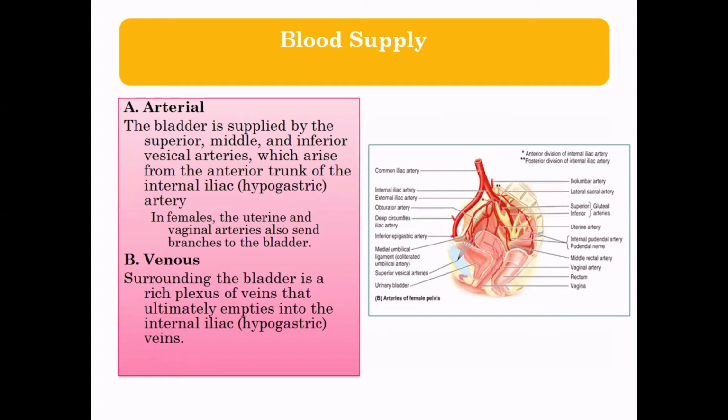Now the blood supply. The bladder is actually a very friendly organ if you treat it correctly, because it has ample blood supply from the superior, middle, and inferior vesical arteries. They are branches of the anterior trunk of the internal iliac artery. This is very important. Vesical means bladder. It is very simple: superior, middle, inferior. What do they arise from? The anterior trunk of the internal iliac.